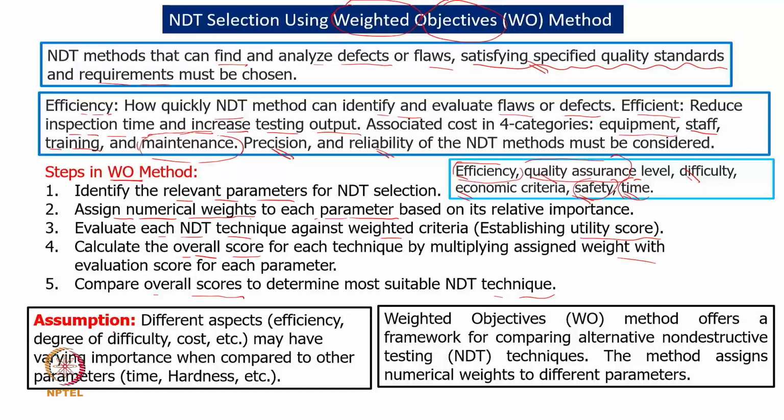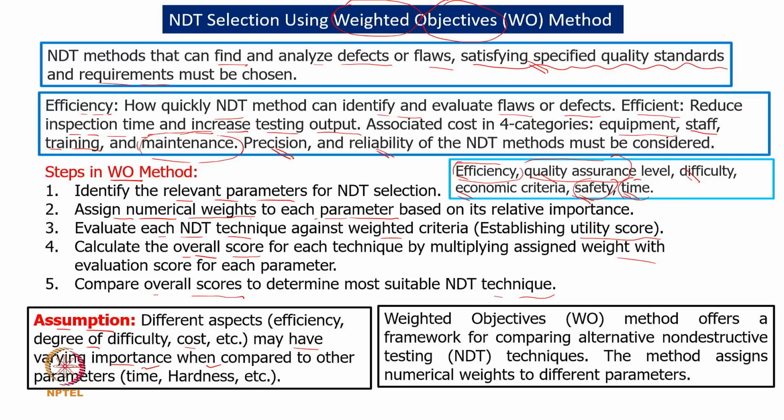Now, what are the assumptions? As I mentioned, different aspects like efficiency, degree of difficulty, and cost may have varying importance. That means there is an assumption that these have different kinds of importance; they are not the same. That means I will not treat time and hardness with the same value. We may need to do a lot of normalization so that we can come up with the right number.